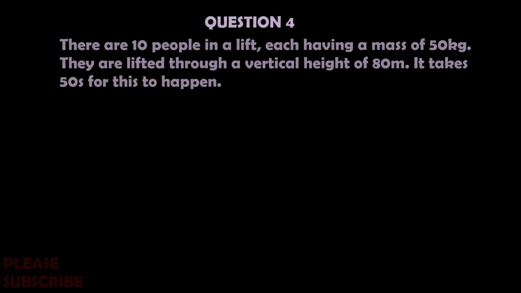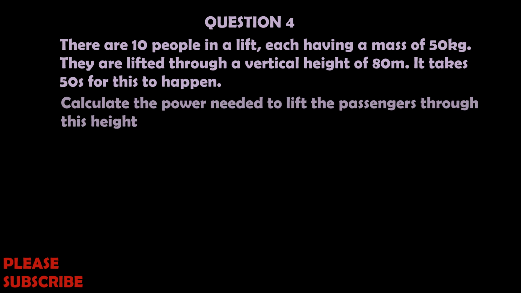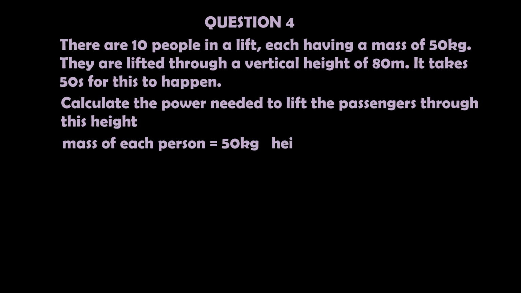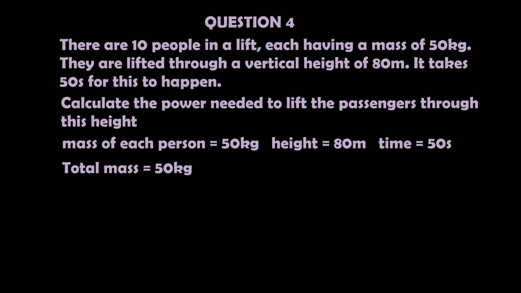There are 10 people in a lift, each having a mass of 50 kg. They are lifted through a vertical height of 80 meters. It takes 50 seconds for this to happen. We have to find the power needed to lift them to this height. From our parameters, each person has a mass of 50 kg, height is 80 meters, and time is 50 seconds.